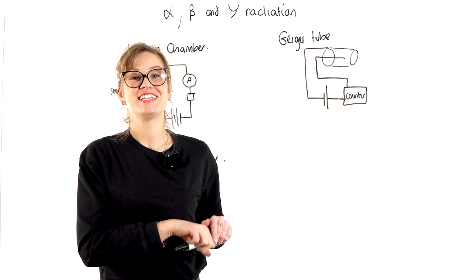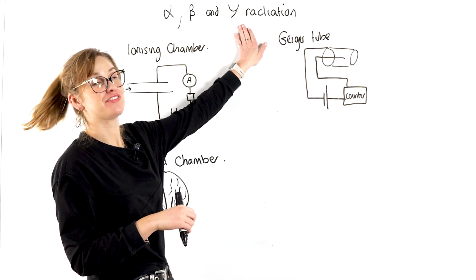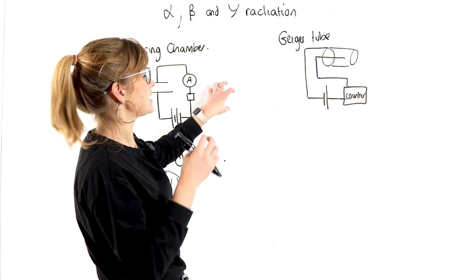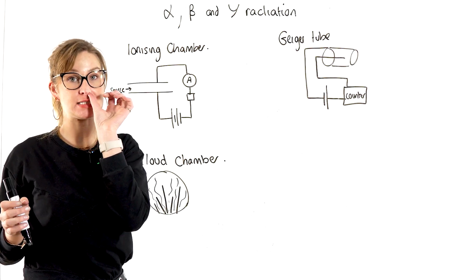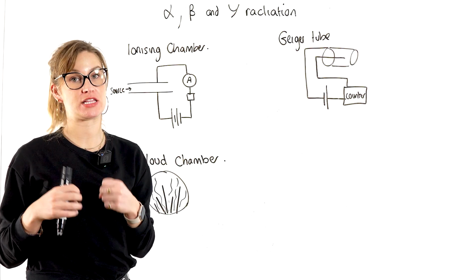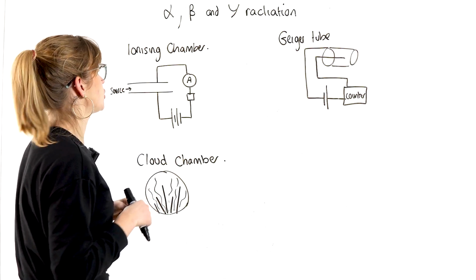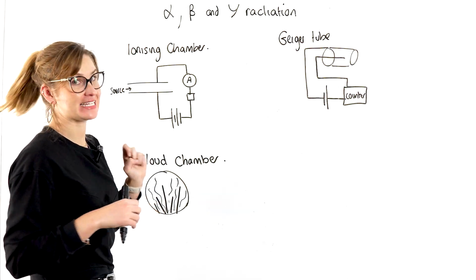Hey guys, in this video we're going to go over alpha, beta and gamma radiation and the different ways of detecting them, and how we use these to figure out what type of radiation was present in the source. Okay, so the first type is called an ionization chamber.